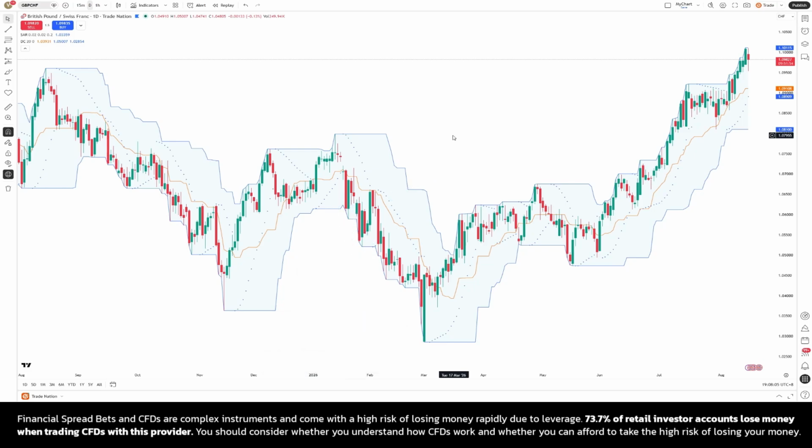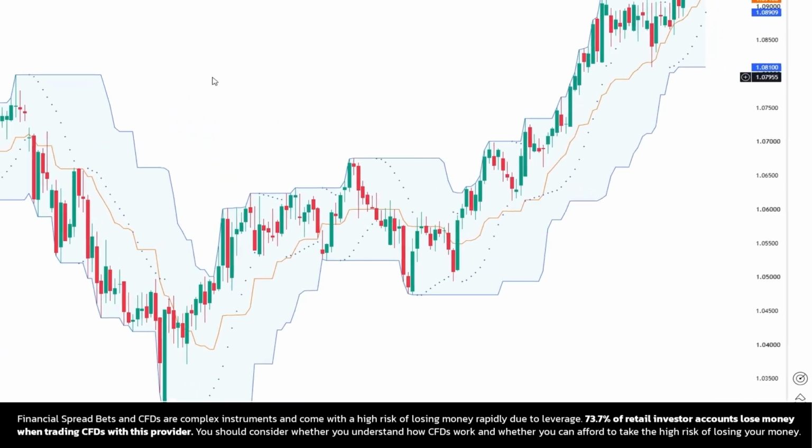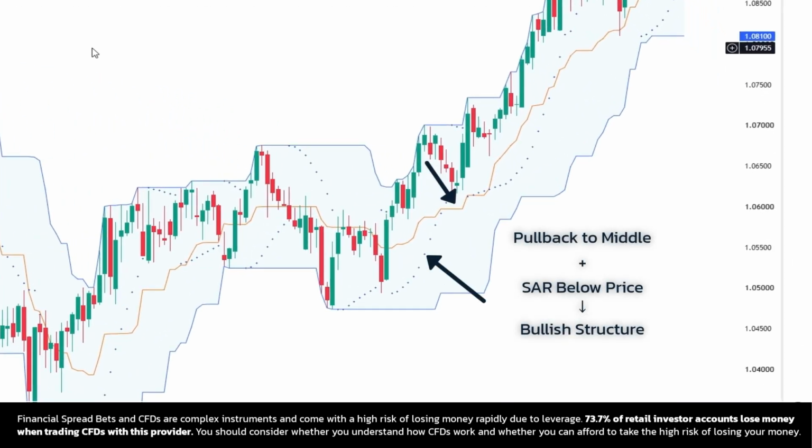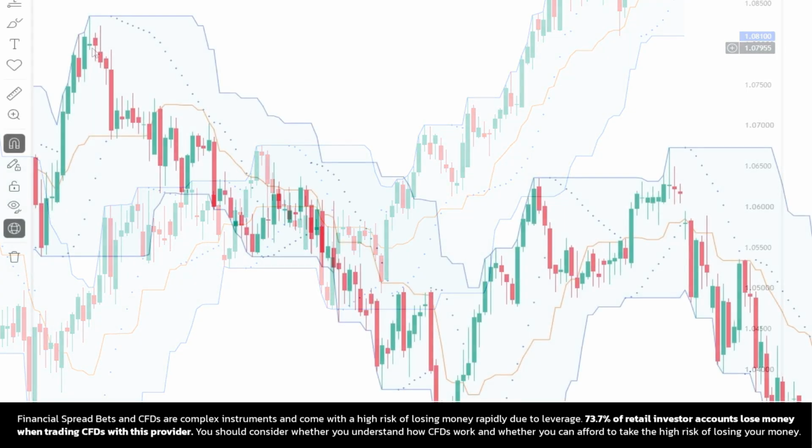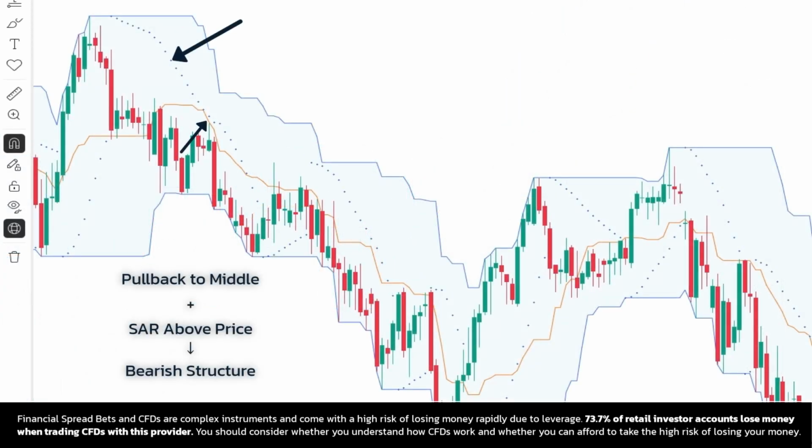The middle of the Donchian channel also provides useful context. If price makes a new high above the previous upper boundary and then pulls back toward the middle line while Parabolic SAR remains below price, the move may still be part of a broader bullish structure. If price makes a new low below the previous lower boundary and later retraces toward the middle line while Parabolic SAR remains above price, bearish pressure may still be active.